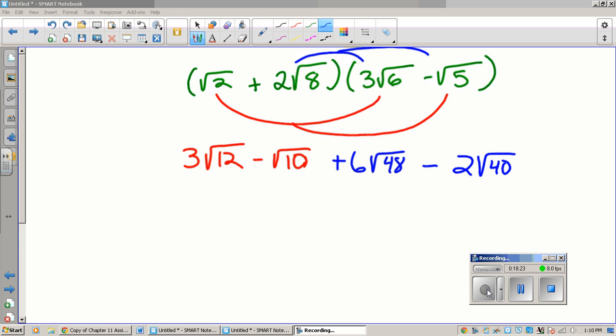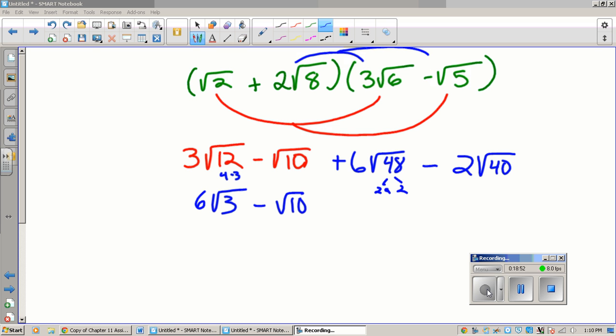I need to simplify all of these, and I know that radical 12 is 4 times 3, and 4 is a perfect square, so that's going to be 2 times 3 is 6, so that's 6 radical 3. Radical 10 is simplified.